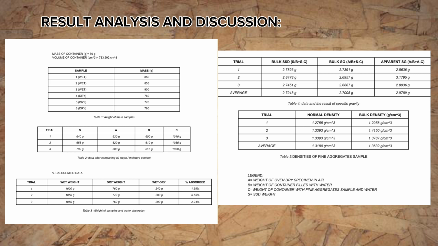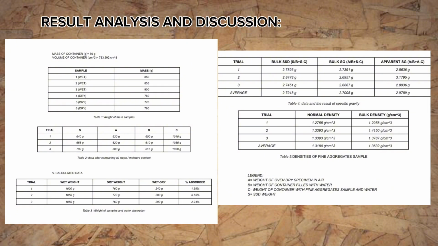Sample 1 exceeds the water absorption standard for fine aggregates with a value of 1.59%, suggesting further water extraction to achieve levels below 2% for sample 2 and sample 3. The normal density is 1.3393 grams per cubic centimeter and the bulk density is 1.3787 grams per cubic centimeter, both falling within the acceptable range set by AASHTO T84 for fine aggregates of 1.20 grams per cubic centimeter to 1.75 grams per cubic centimeter.